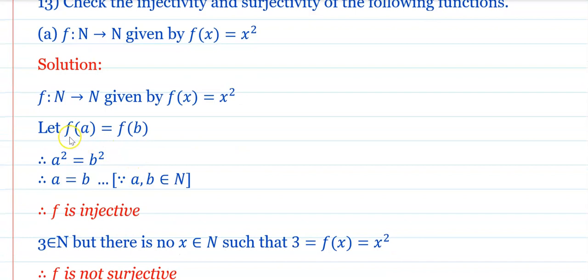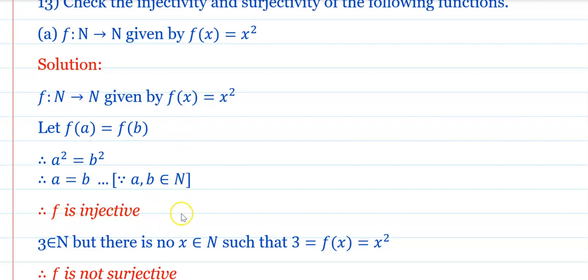If we take f of a is equals to f of b, then what will you have? Function कसा आहे? They had f of x is equals to x square. म्हणजे काय आहे त्या क्वांटिटीचा स्क्वेअर करायचा. f of a means what? f of a is equals to a square. f of b means what? b square. It means that a is equals to b for every a, b belongs to N, and therefore it is injective.